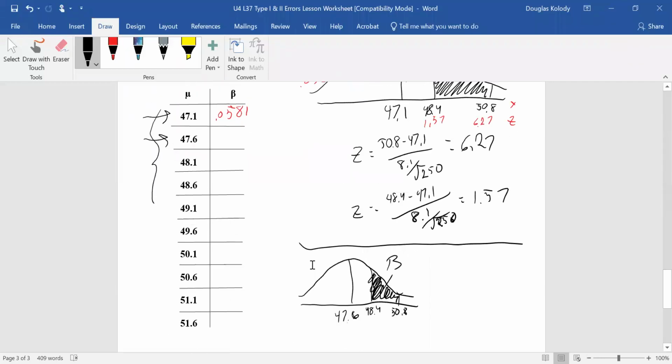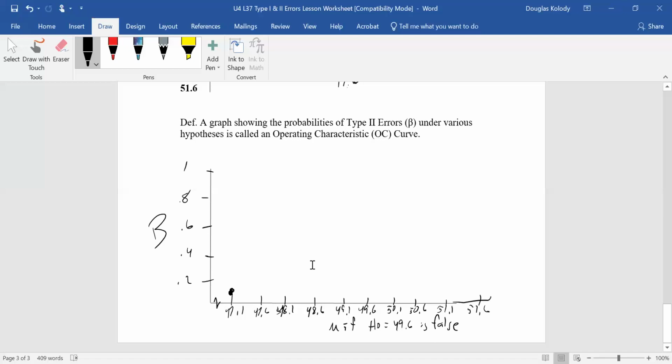Your job is to find the rest of this table, put dots along where this should go, and then see what this graph should look like. I'll give you one guess.